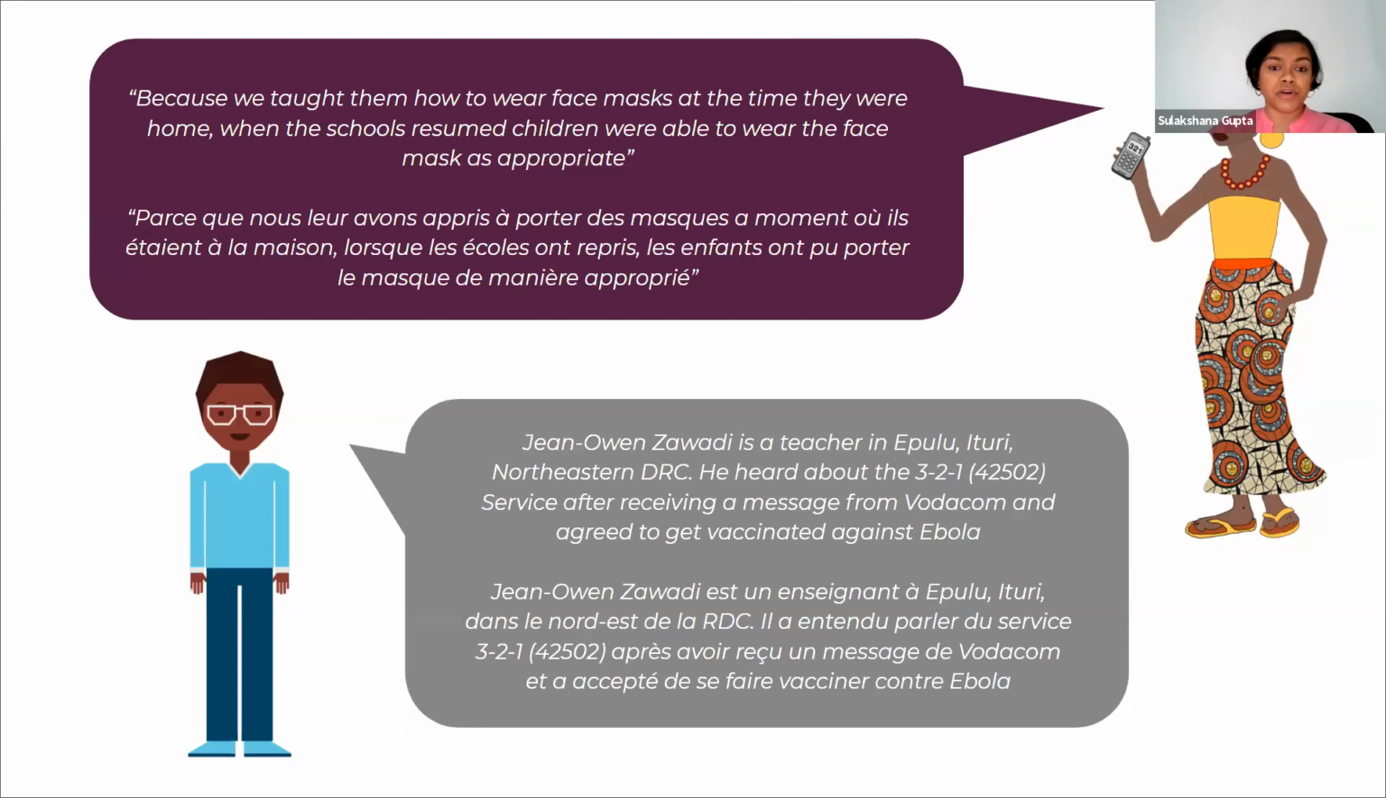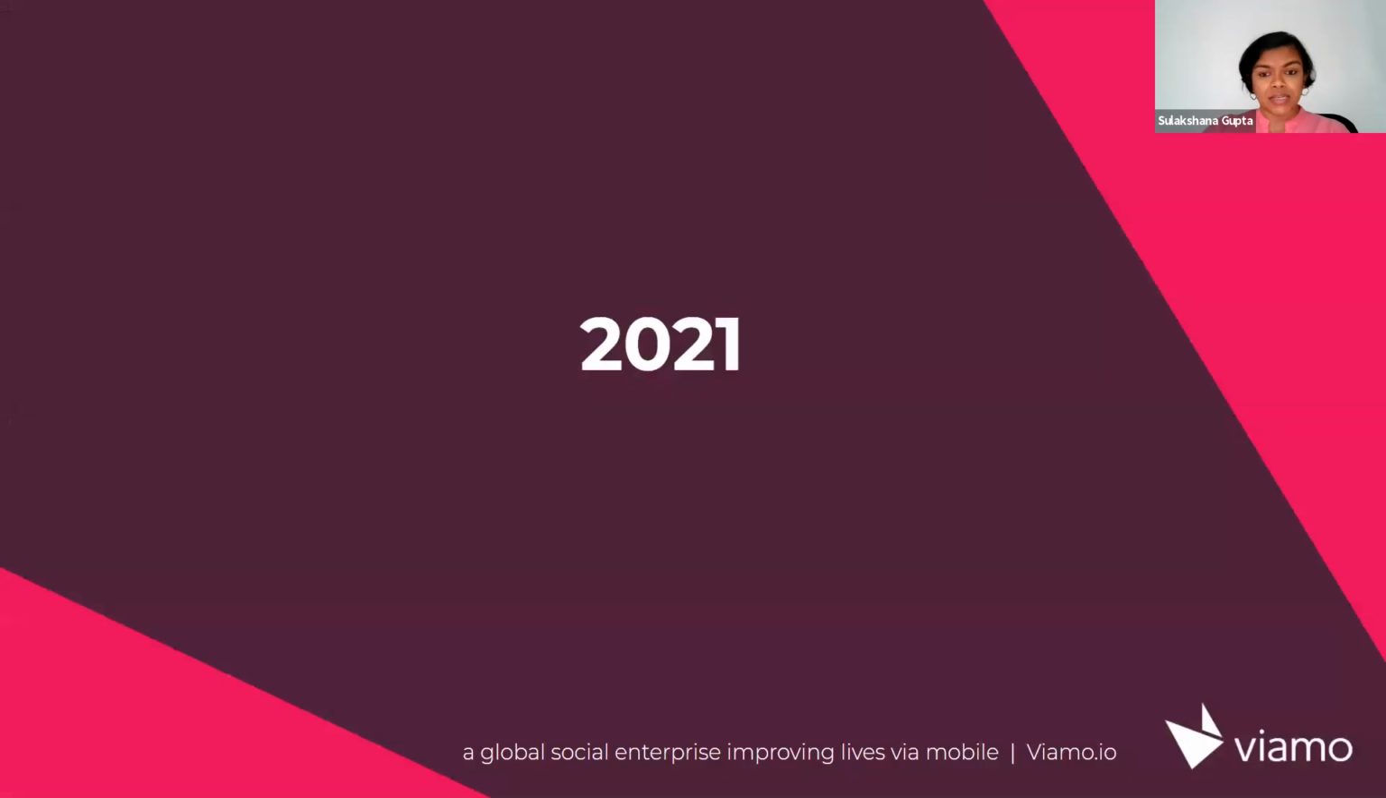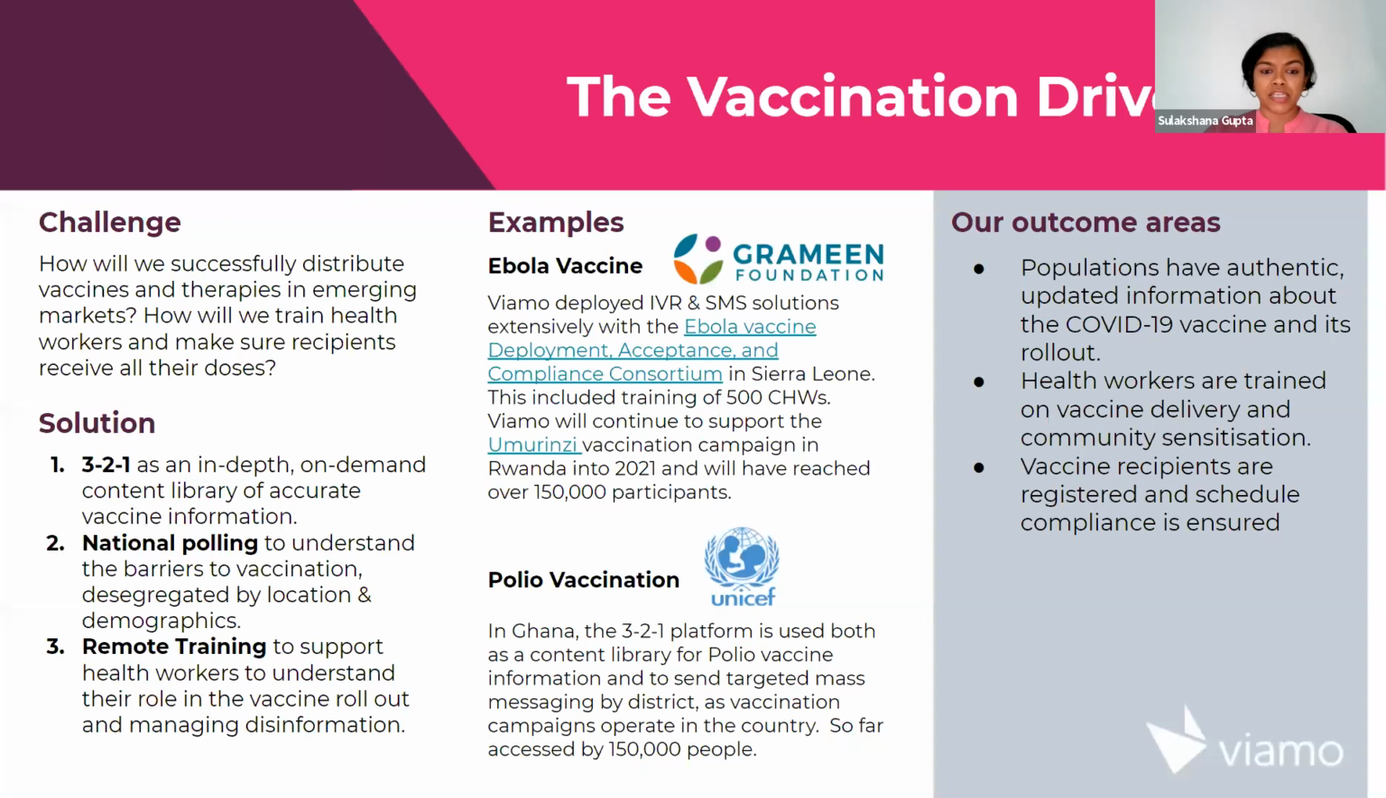On the next slide, I just want to share some feedback from people who've consumed content through our IVR systems. On the first, you see someone talking about how we were able to teach children to wear masks through IVR, and basically this prepared them to return to school. One interesting feedback here, especially from the DRC, and this is not specifically about COVID, but somebody who heard about the Ebola vaccine on our 3-to-1 service and therefore was motivated to go ahead and take it.